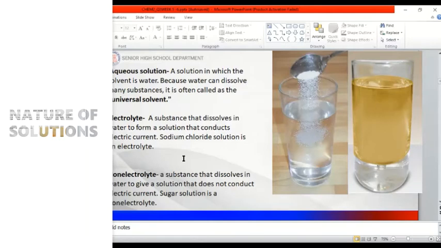We also have non-electrolytes, which are the opposite of electrolytes. It's still a substance that dissolves in water to give a solution that does not conduct electric current. So sugar solution is a non-electrolyte. It cannot conduct electricity or electric currents.